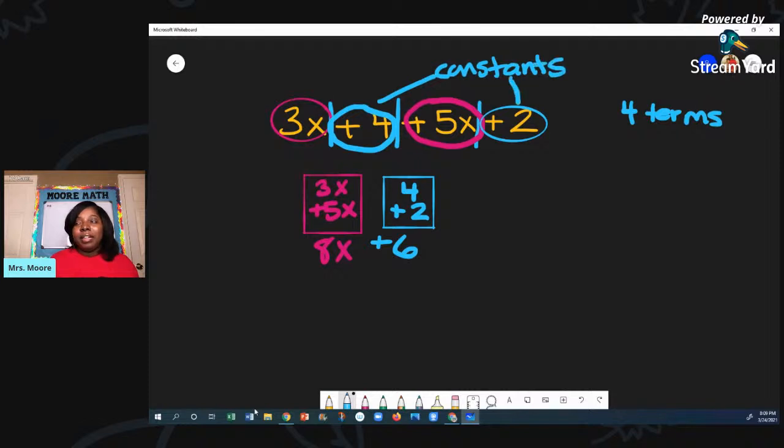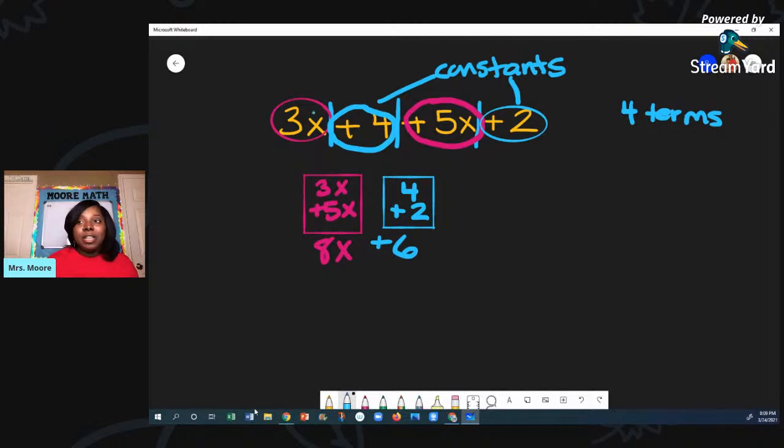And if you think about it, constant means it stays the same. It doesn't change, right? A 4 will always be a 4. A 2 will always be a 2. So it's called a constant because it doesn't change. A 1 is a 1. A 100 is a 100. They won't change. So if there is no variable or letter next to it, it's just going to be the same. And we call it a constant. Okay? And that's why we can combine the constants in this box.